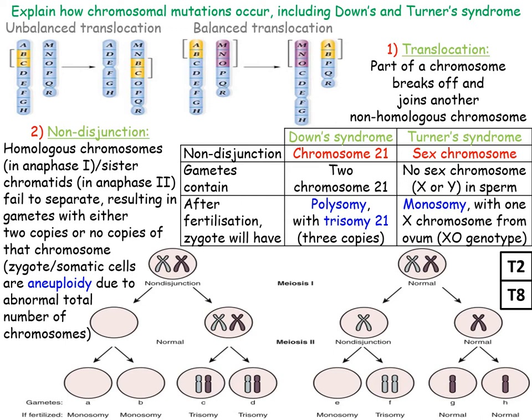So in Down syndrome, there's non-disjunction of chromosome 21, and that results in gametes containing two chromosome 21 instead of just having one. So therefore, when it fertilizes with another gamete, you'll end up with three chromosome 21, which is known as trisomy 21. And that's also known as polysomy because there's more than the two copies expected in a fertilized egg or zygote.